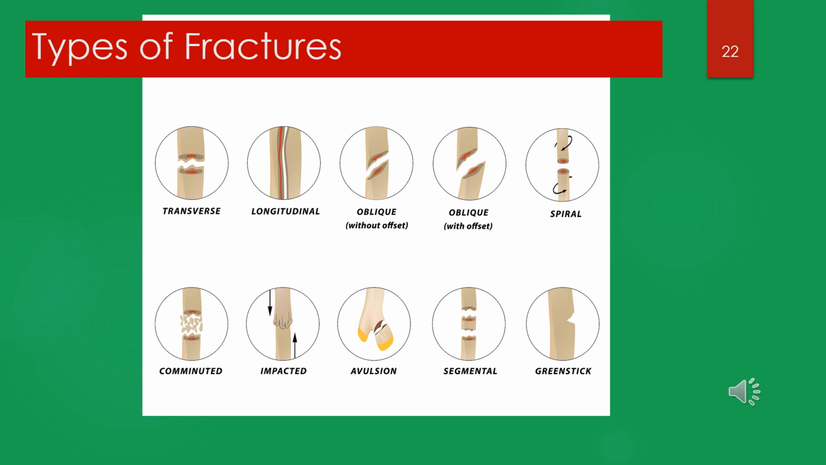Impacted fracture. The broken ends of the bone are jammed together by the force of the fracture. Avulsion fracture. A bone fragment separates from the rest of the bone. Segmental fracture. There are at least 2 separate breaks so that the bone is in at least 3 pieces. And greenstick fracture. An incomplete fracture where one side of the bone is broken, however, the opposite side is bent but intact.